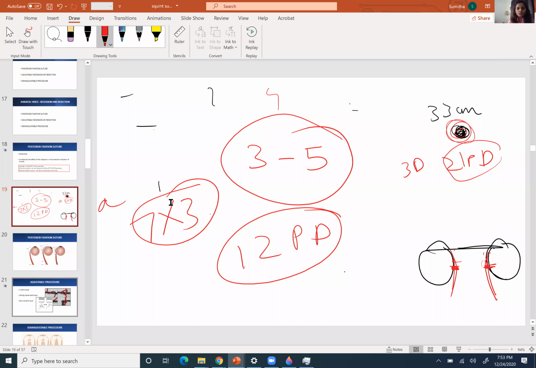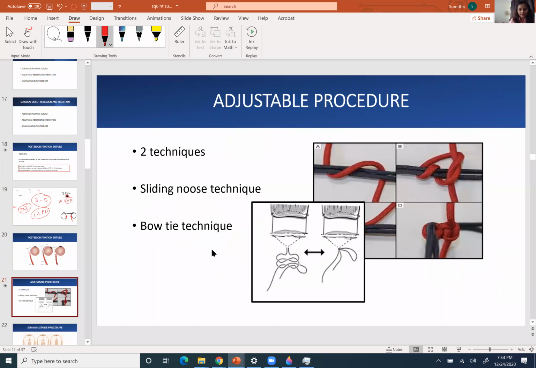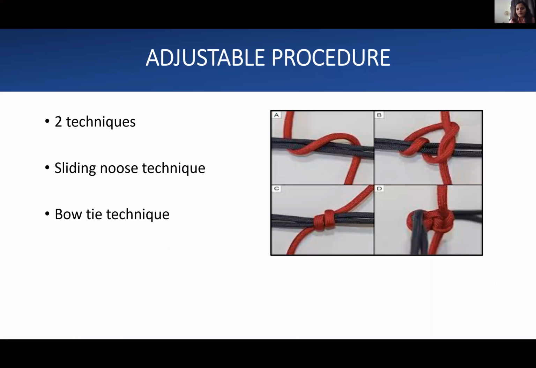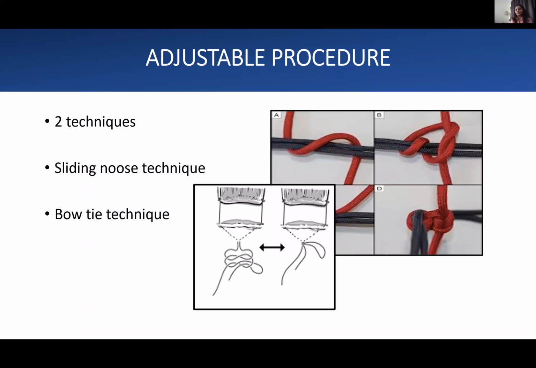Then adjustable suture. There are 2 commonly used techniques: the sliding noose technique, which is this, and this is the bow tie technique. In the bow tie technique, many times once you tie a shoelace knot, the second time you don't make loops from both ends and make a loop only from one end.